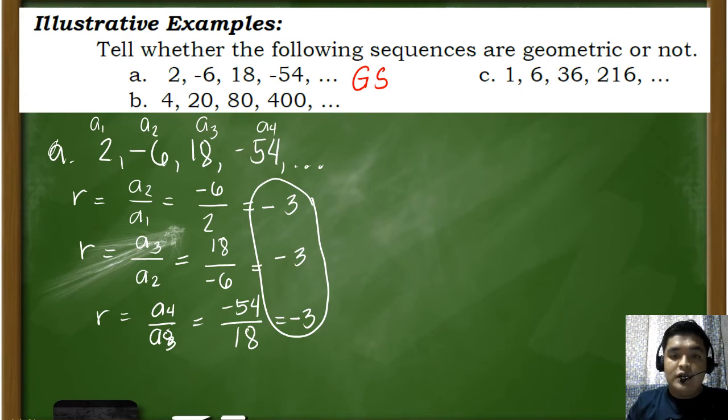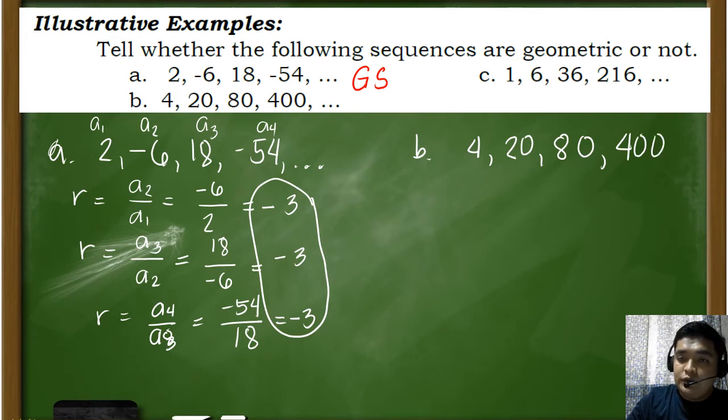Okay? So, let's check letter B. For letter B, our sequence is 4, 20, 80, 400, and so on. Let's check. So this is A sub 1, A sub 2, A sub 3, and A sub 4. So that is A sub 2, divide A sub 1, that is 20 over 4. How much? Okay, that is 5.